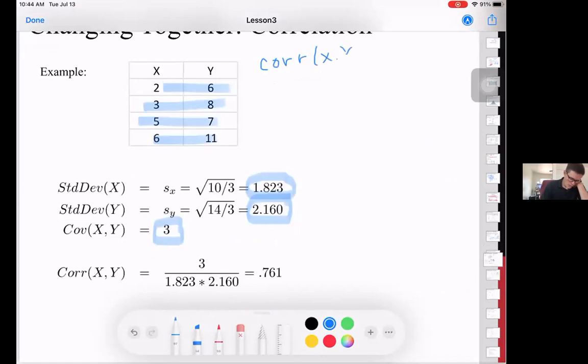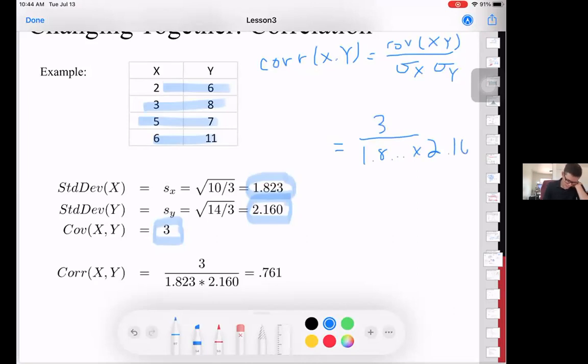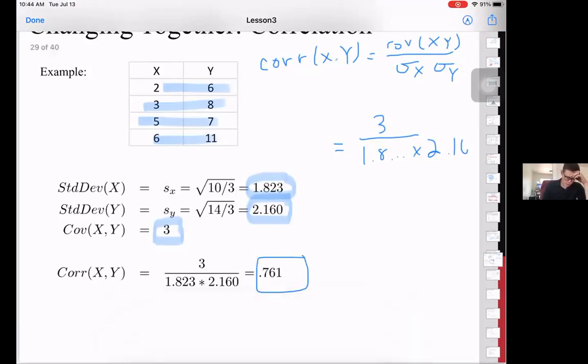The correlation between X and Y is equal to the covariance of X and Y divided by the standard deviation of X times the standard deviation of Y. So we're just going to plug in our numbers here. We've got 3 as the covariance between X and Y, divided by the standard deviation of X, 1.8 and so on, times 2.16 and so on. And that's going to give us that the correlation is 0.761. Okay, so let's plot this really quick and just see what the data look like.